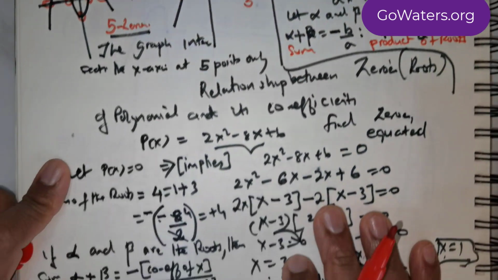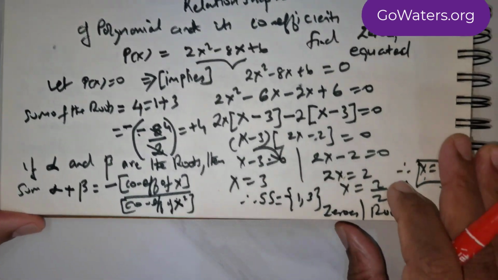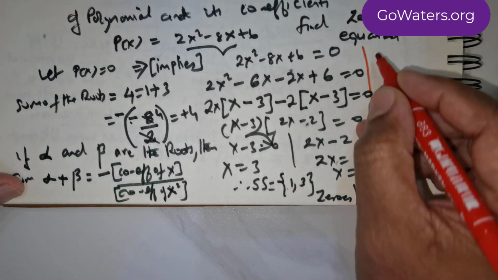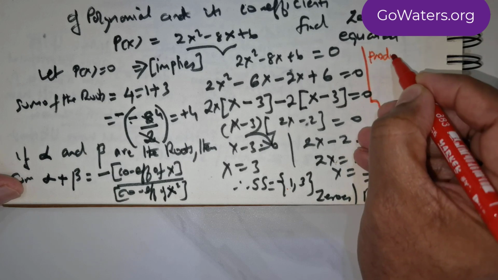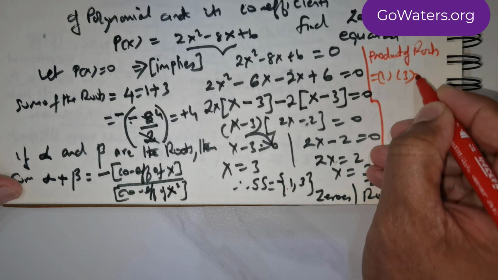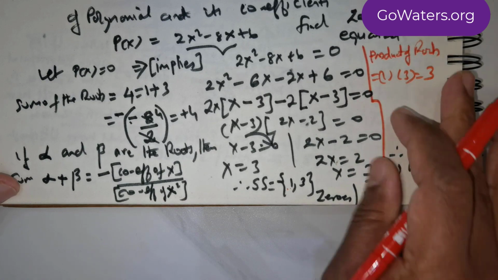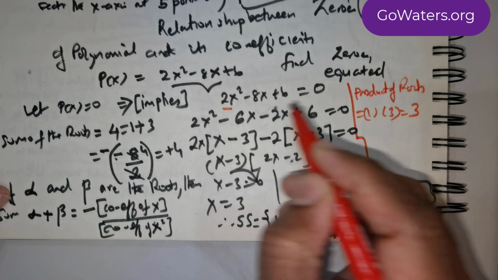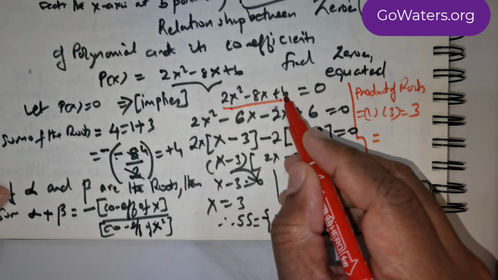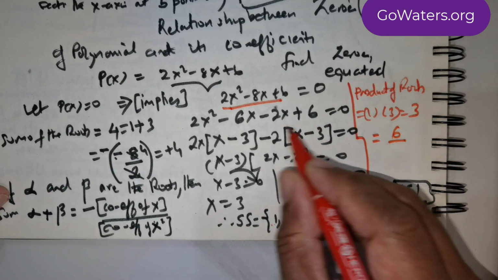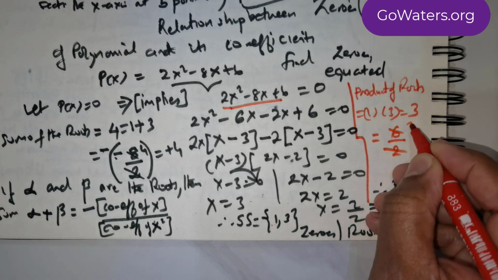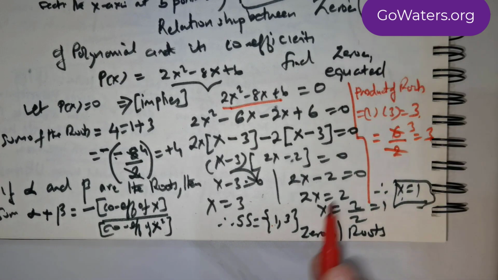Now clearly, let me just go up here. If you were to take the product of the roots, what is the product of the roots? 1 into 3 is what? Let me use the space. The product of roots, that's 1 multiplied by 3, which is equal to 3. Now I can get the same 3 from the polynomial. This is the polynomial. So what is the product of the roots? The constant term 6 divided by the coefficient of x squared. What is that? 2. So 2 divides 6 three times. So that is equal to 3. You see that? The same 3 I've got.